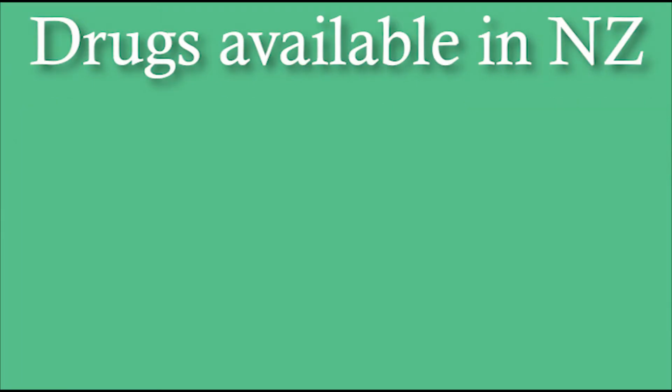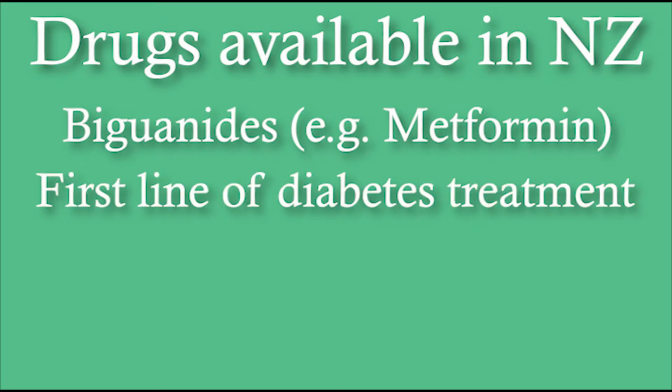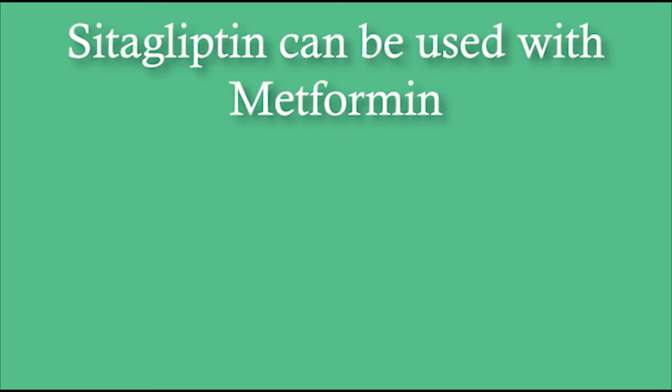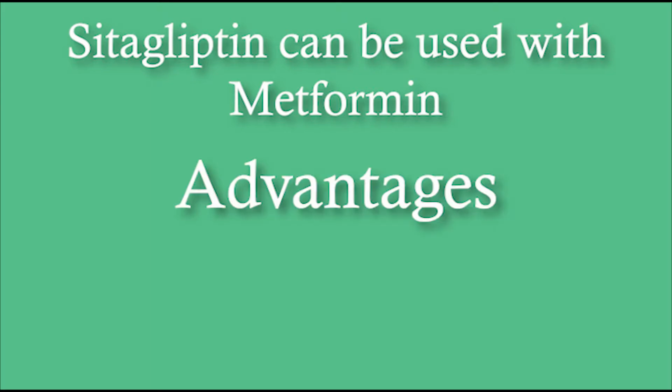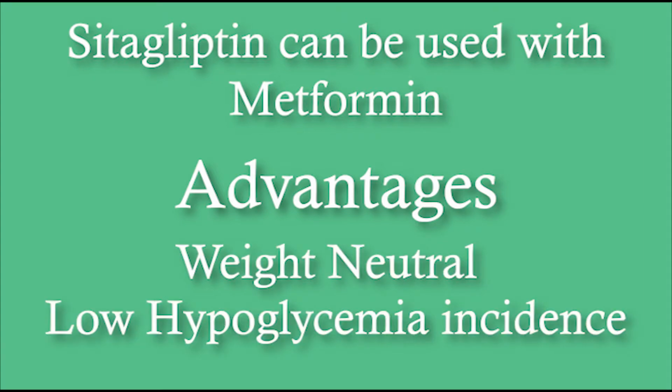Drugs that are currently funded by Pharmac and in use in New Zealand for treating type 2 diabetes include a class of drugs called biguanides, such as metformin. This is usually the first-line treatment for diabetes in New Zealand, but it has gastric side effects and usually only works for a few years. Sitagliptin can be given in combination with metformin. Advantages of sitagliptin are that it is weight neutral and it has a low incidence of hypoglycemia.